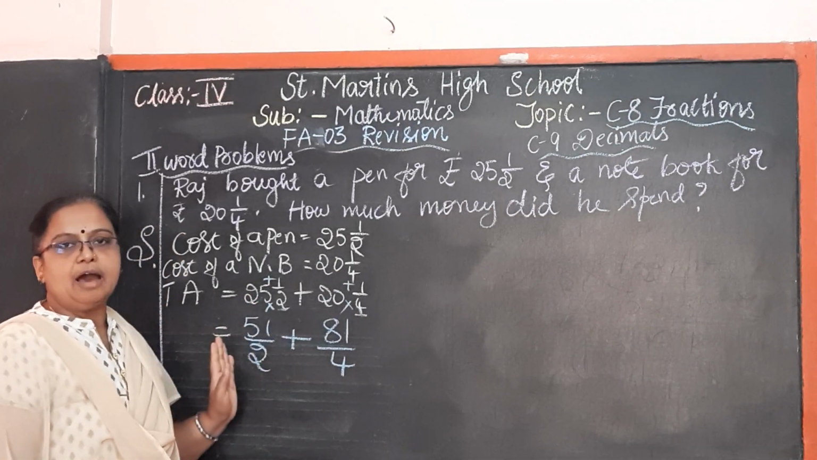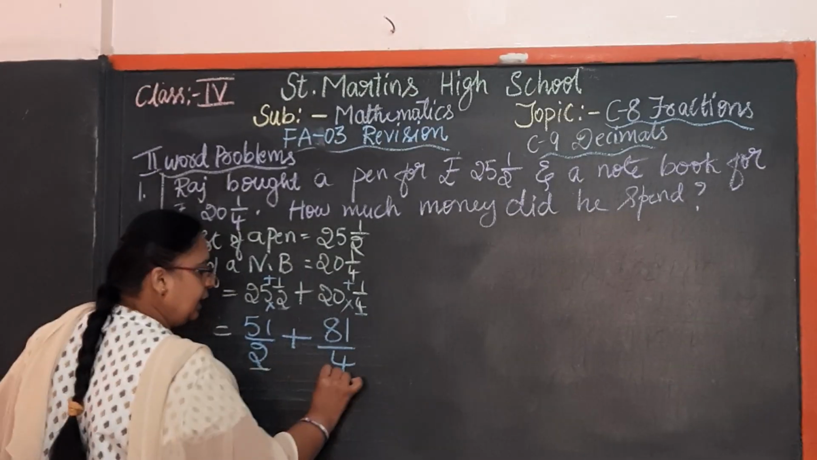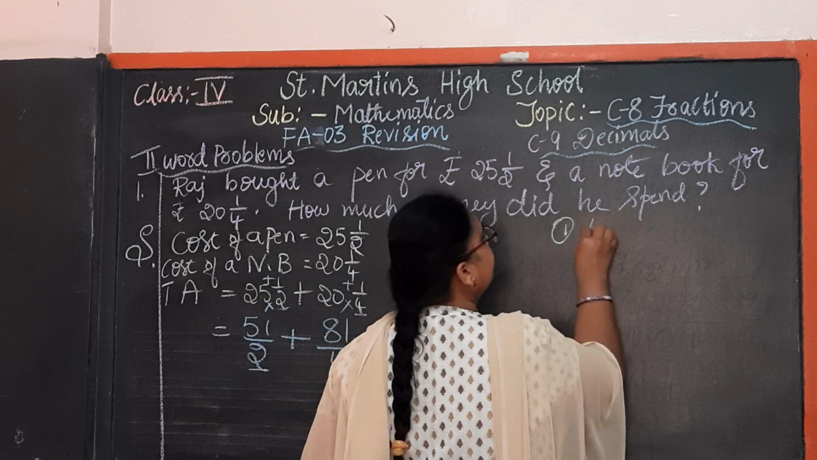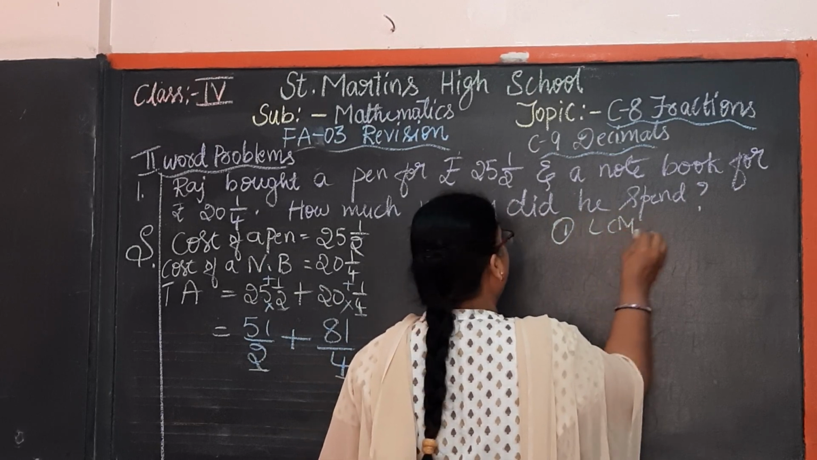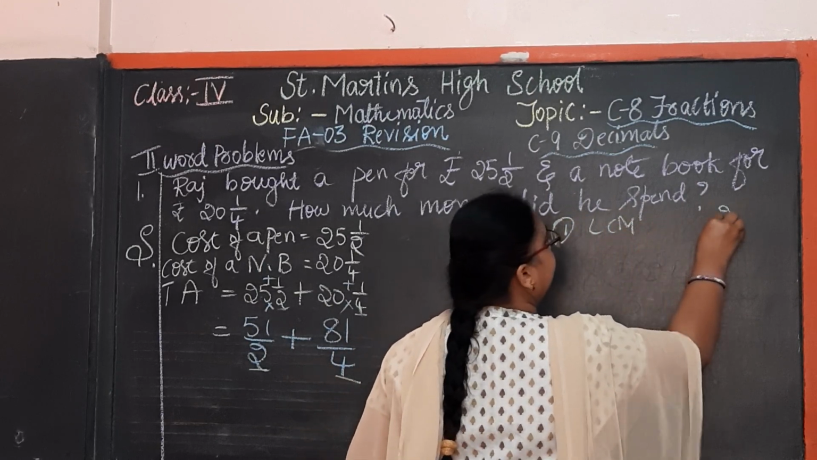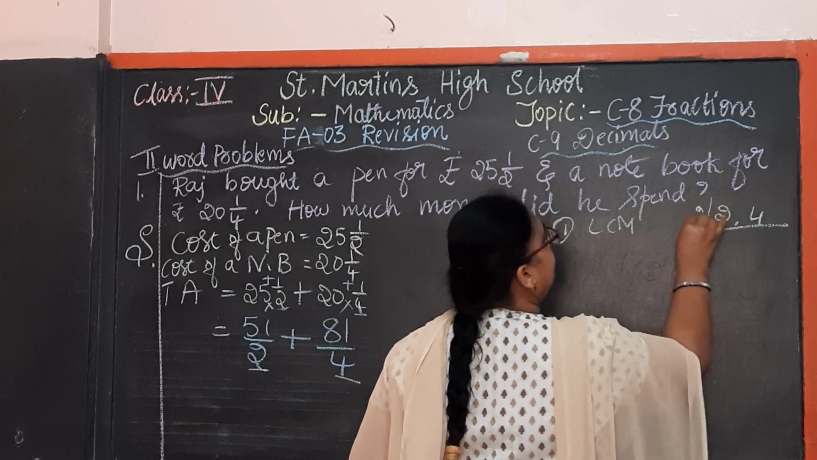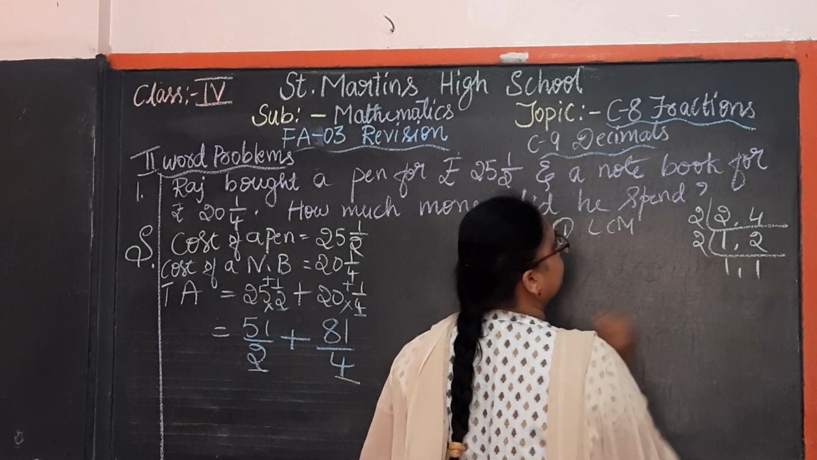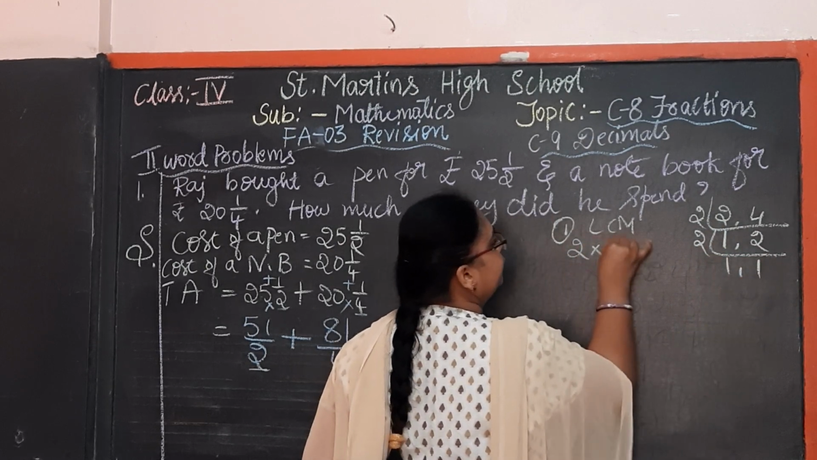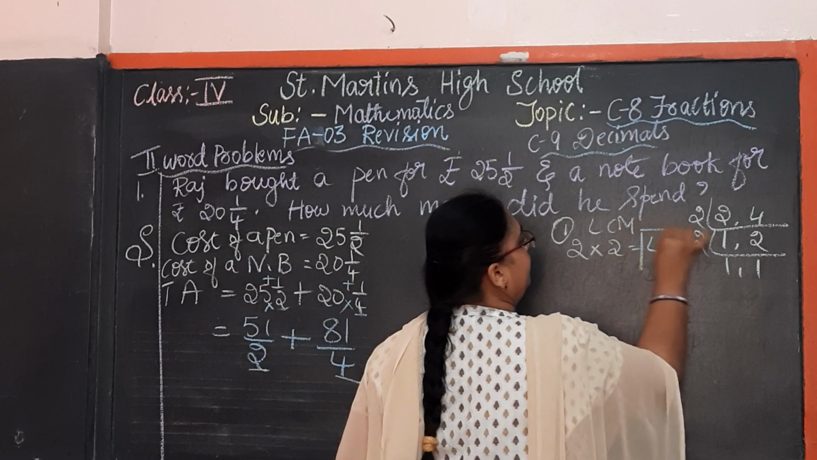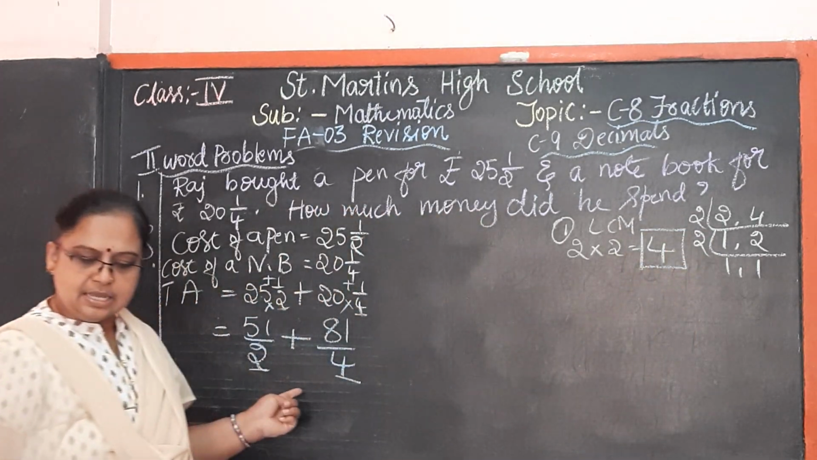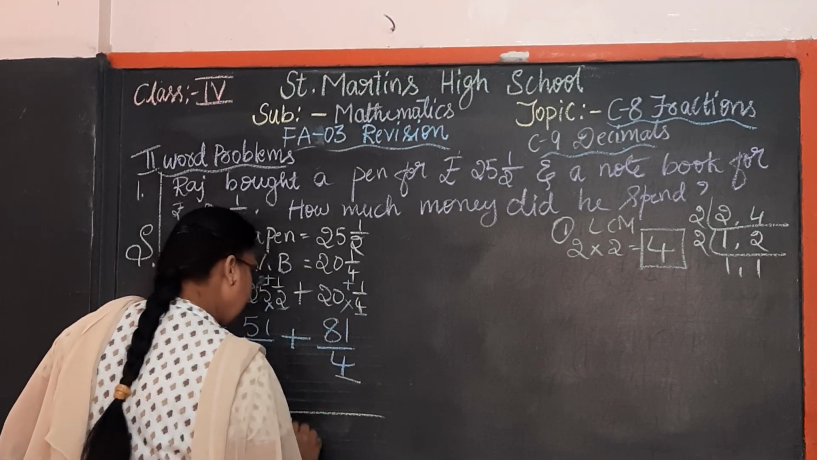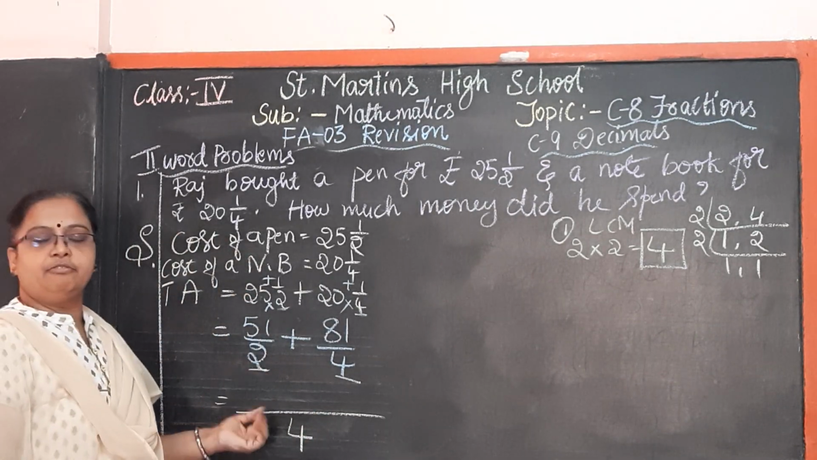And now, we have to find the LCM for 2 and 4. Let us find the LCM. This is the first step. LCM of 2 and 4. 2 1s are 2, 2 2s are 4. Again, 2 1s are 2. The LCM is 2 into 2 is equal to 4. The LCM we got is 4. Yes, let us write here 4.